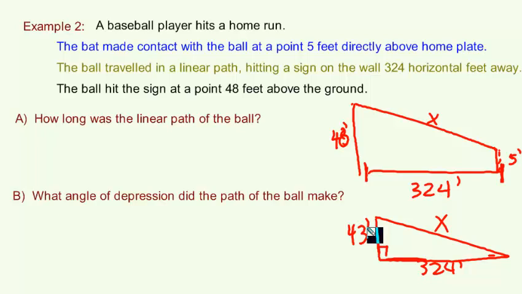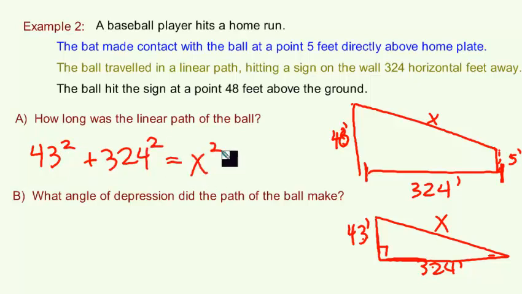How long was the linear path of the ball? Oh, heck, I don't even need trig for that. I'm just going to bust out the Pythagorean Theorem. 43 squared plus 324 squared equals hypotenuse squared. Again, a good calculator problem. 43 squared plus 324 squared gives you a pretty large number, 106,825. If you take the square root of that, you get about 326.8 feet.